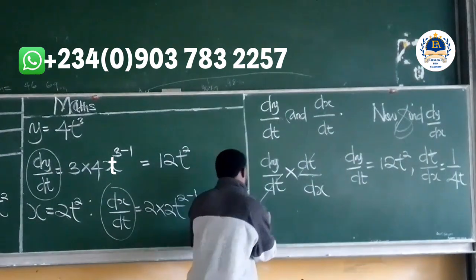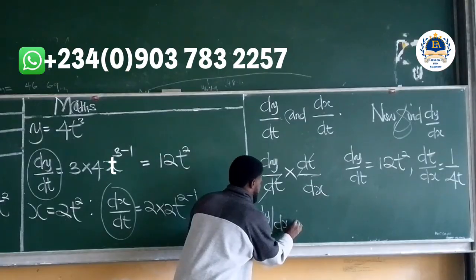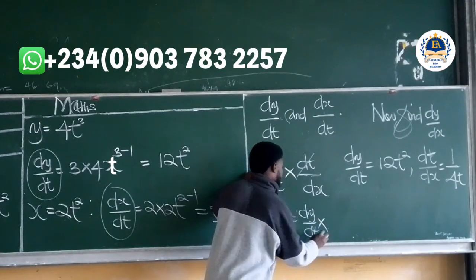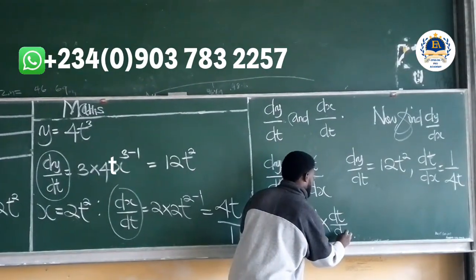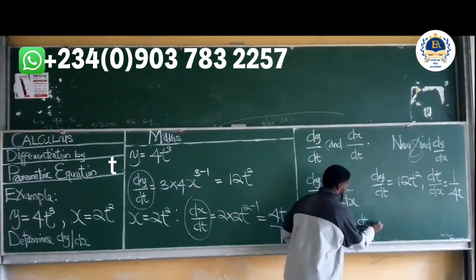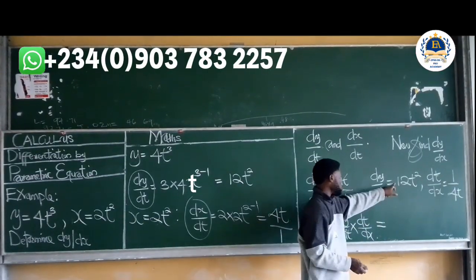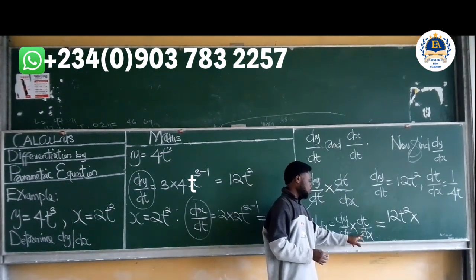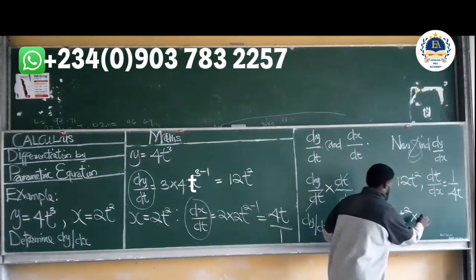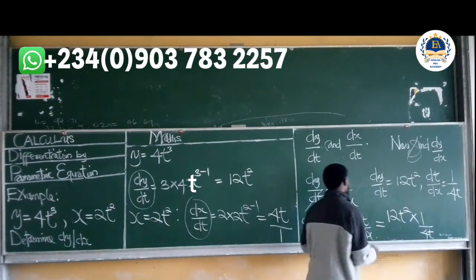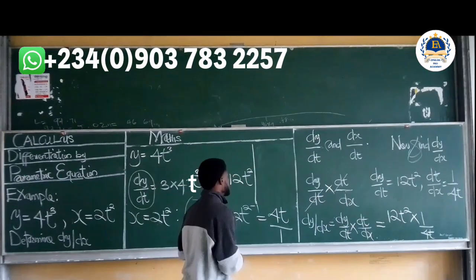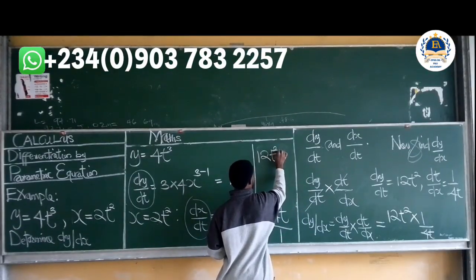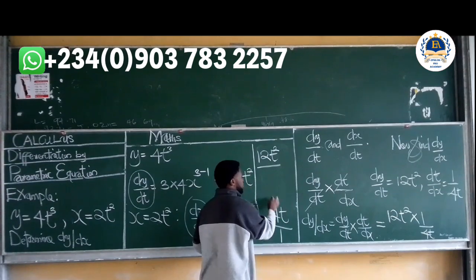Having known this, dy over dx will equal dy over dt times dt over dx. dy over dt is 12t raised to the power of 2, times dt over dx, which is 1 over 4. So from there, 12t raised to the power of 2 times 1 gives 12t raised to the power of 2, divided by 4.